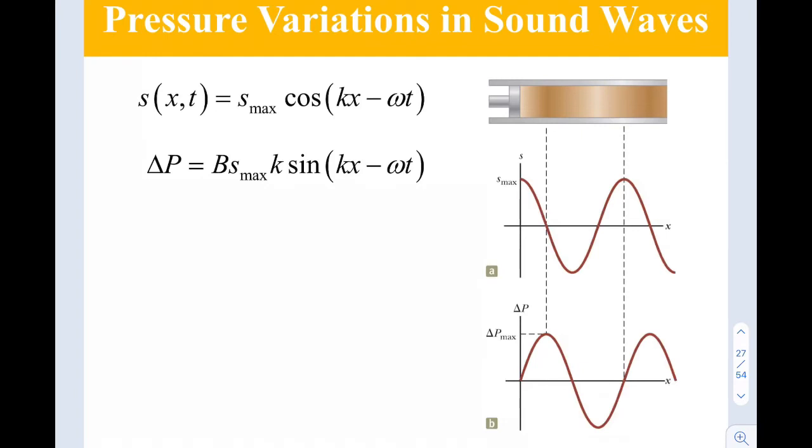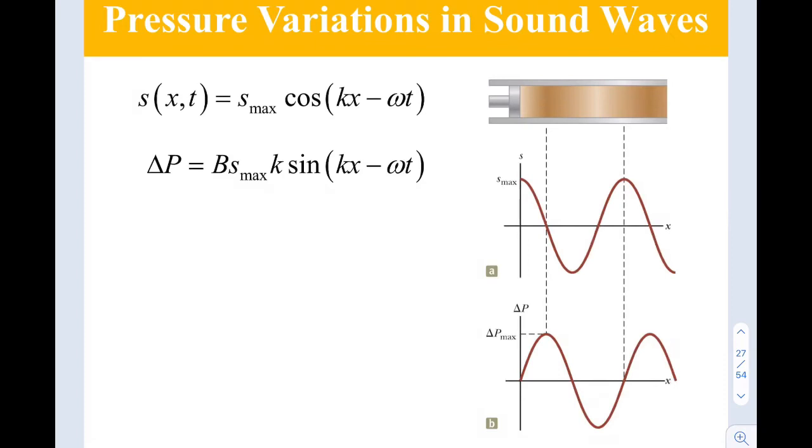In summary, we have two equations. For s, the small position of the element as a function of x and t, it is equivalent to s max cos(kx minus omega t). Why is it cos? Because at x equivalent to 0, the s is already at s maximum. That is why the function is cos.